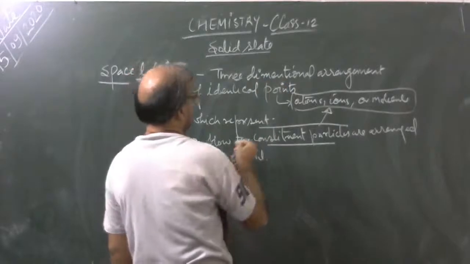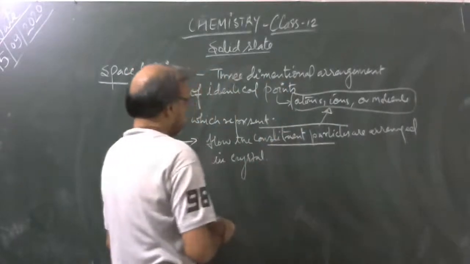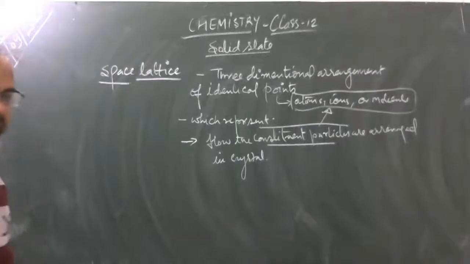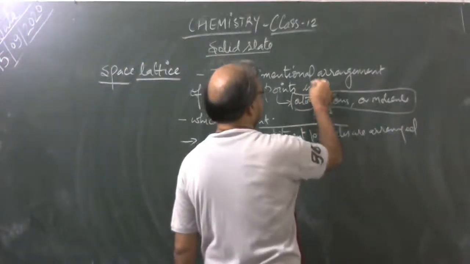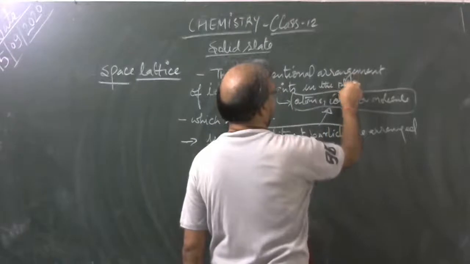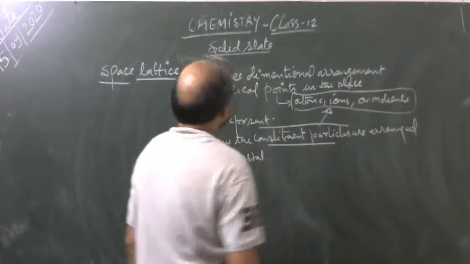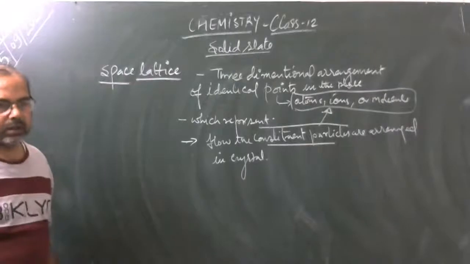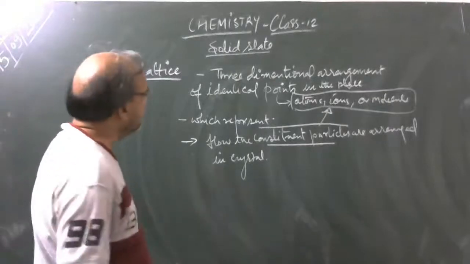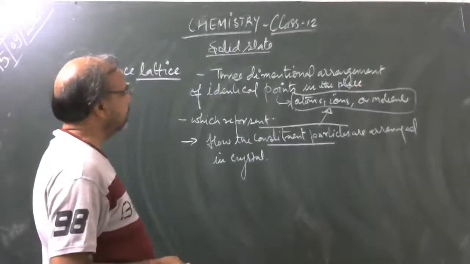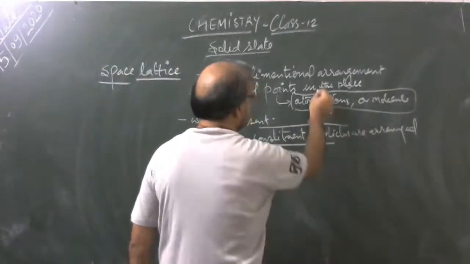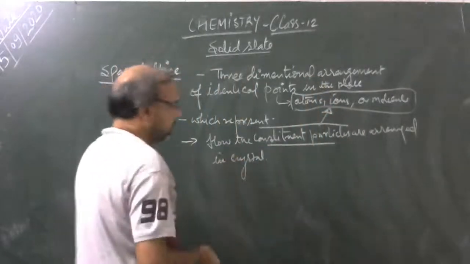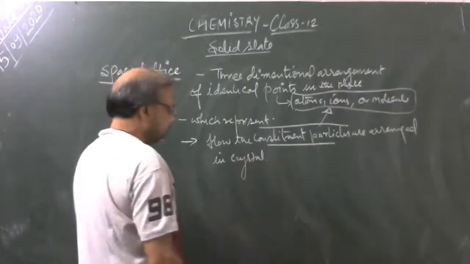Three-dimensional arrangement of identical points in the space. Space lattice can be defined as a three-dimensional arrangement of identical points. Identical points means atoms, ions, or molecules in the space, which represents how the constituent particles are arranged in the crystals.